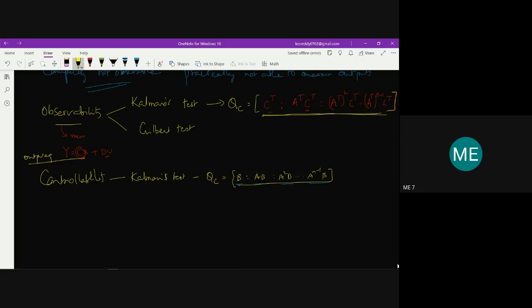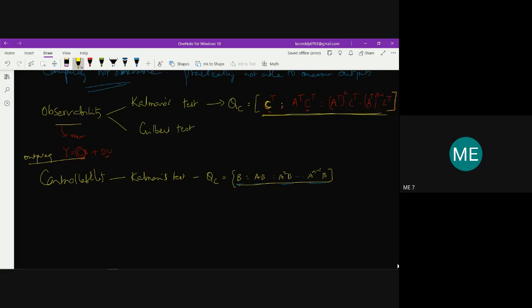That is y is equal to Cx plus Du, and the C transpose matrix is taken for calculation, because C represents the output equation in relation with the state variable. So C transpose, then A transpose C transpose, and so on. Transpose in the sense matrix C is to be transposed. Now this is about the Kalman's test.